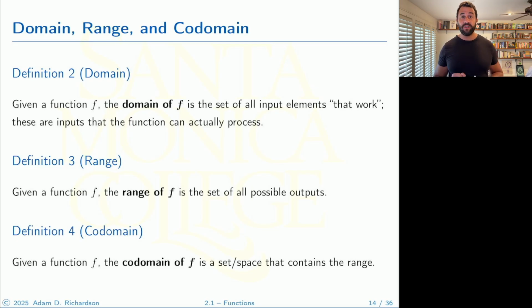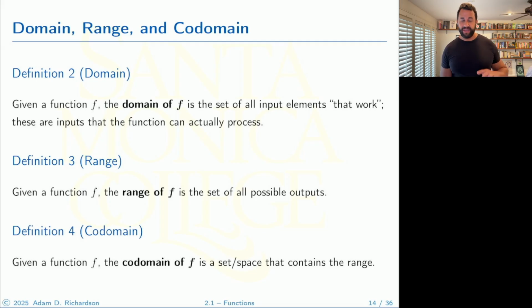What is not in the domain of a blender? Well, this is basically answering the question, does it blend? Let's see, rocks are not in the domain. Metal screws, magnets, like there's a lot of things that don't blend, and those are not in the domain of a blender, right? So the domain is the set of all input elements that work, okay?